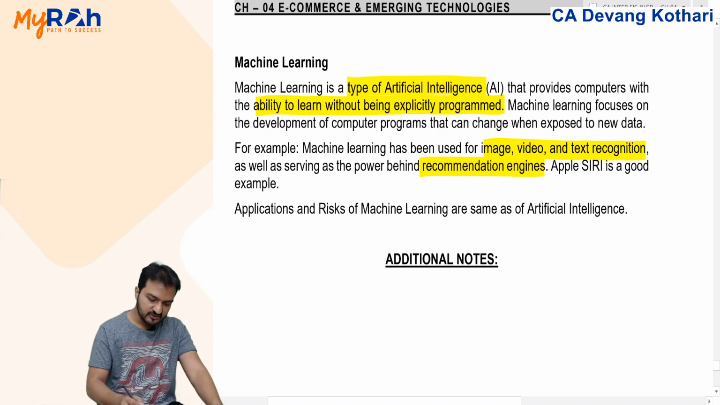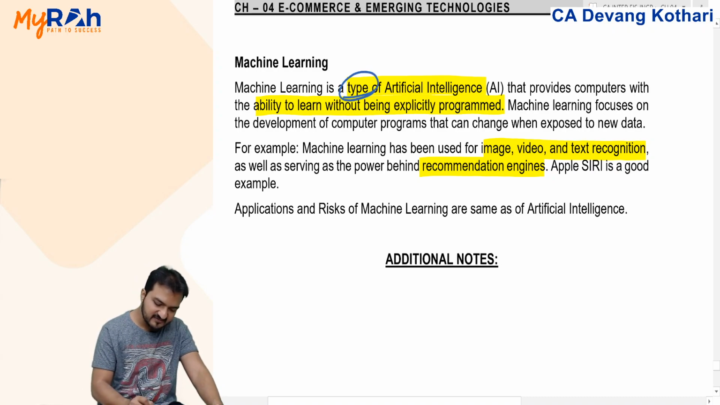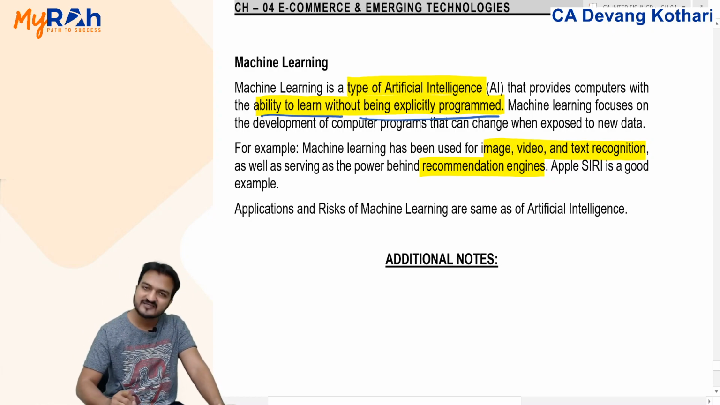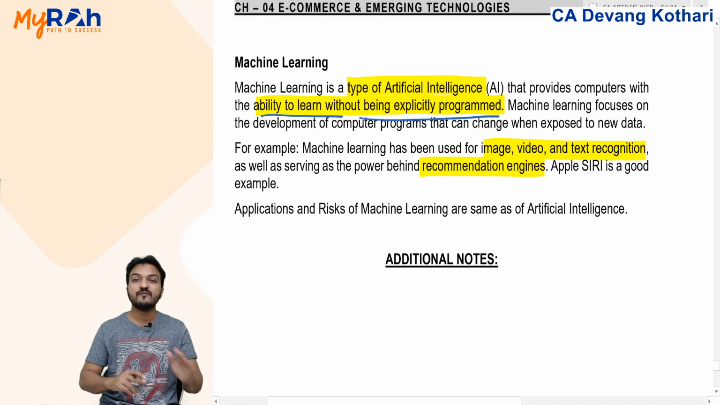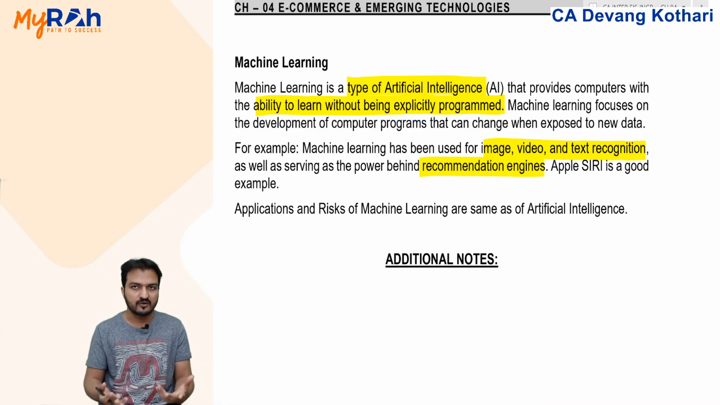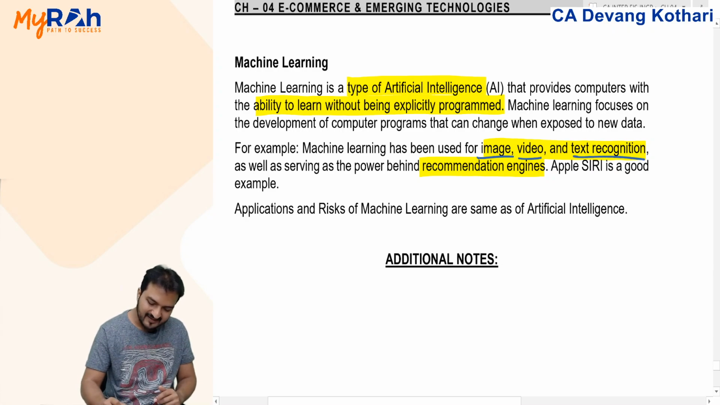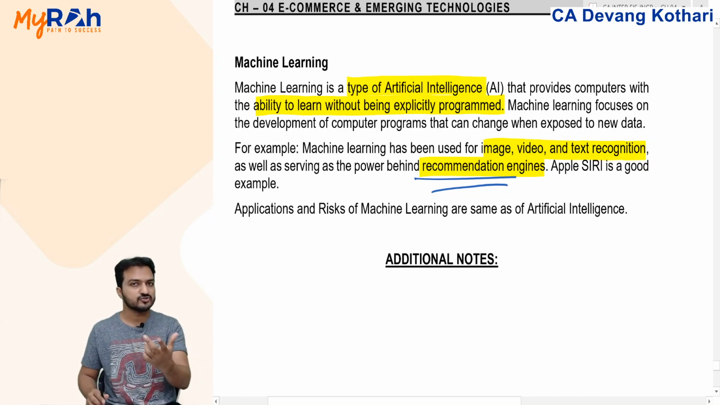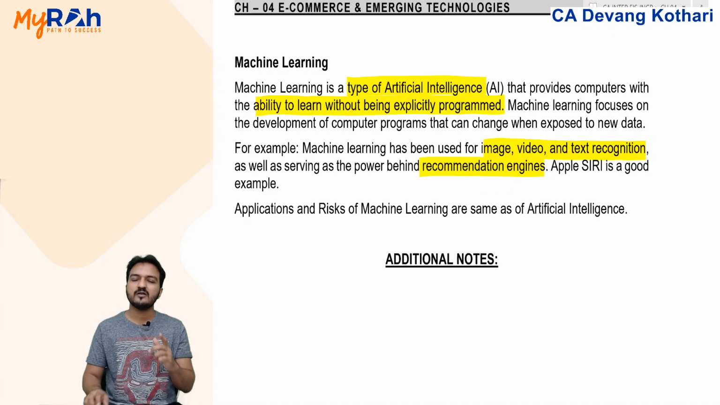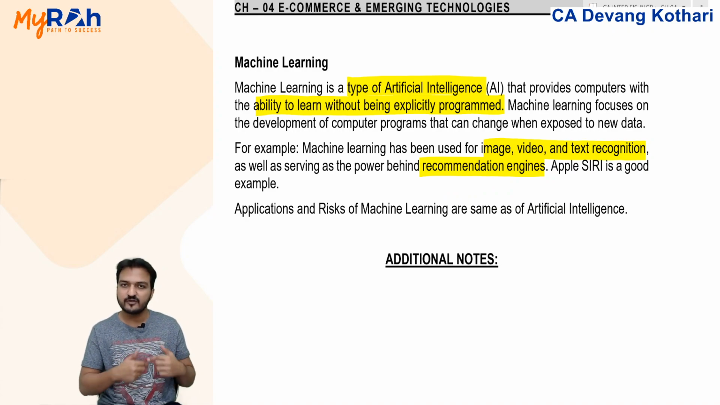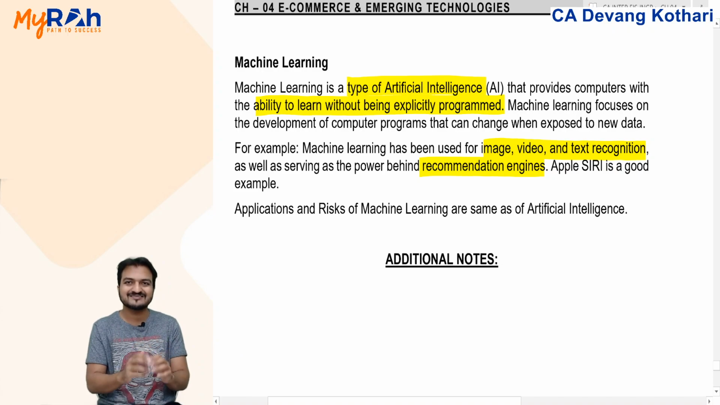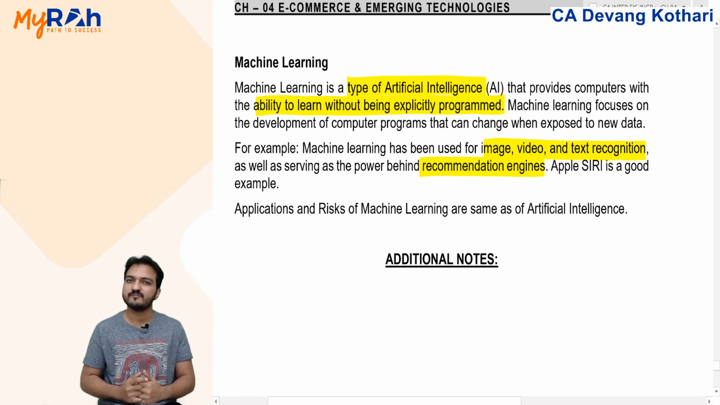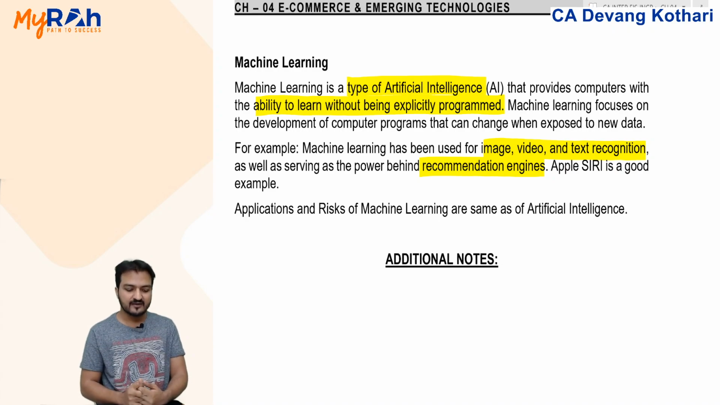Another type of artificial intelligence is machine learning. Machine learning is basically a type of artificial intelligence. It is almost the same thing: the ability to learn without being explicitly programmed. The machine will learn on its own. It doesn't need to be programmed. Like image, video, and text recognition, and recommendation. YouTube recommends videos to you based on what types of videos you watch. That is because YouTube will learn based on what types of videos you watch, and accordingly it will suggest videos to you. That is also a kind of machine learning. Anyways, that covers the last topic here, artificial intelligence and machine learning.